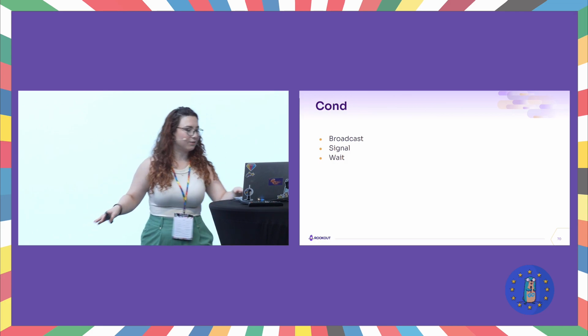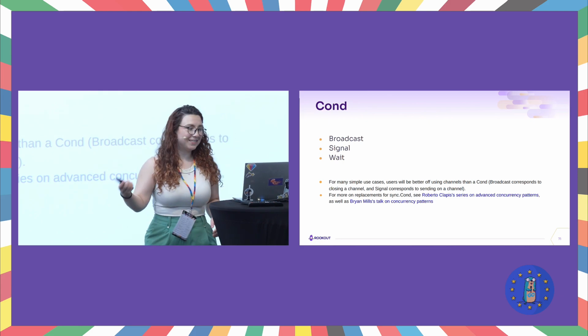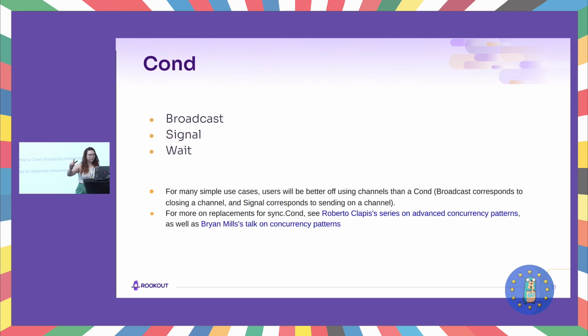And if that wasn't really clear, that's fine, because as it states in the Go documentation itself, for many simple use cases, users will be better off using channels than a Cond. Specifically, broadcast corresponds to closing a channel, and signal corresponds to sending on a channel. And I even think that this thing in parentheses actually makes for a better explanation of what Cond does than actually explaining the functions, because you can kind of see it as channels that we're already familiar with. And they don't only say that, they also say that for more on replacements for sync.Cond, see two talks that you should see instead of that.